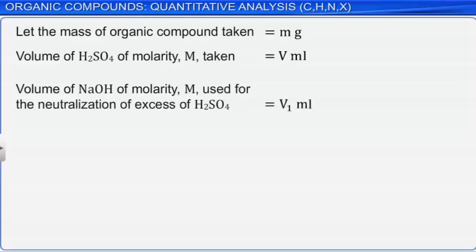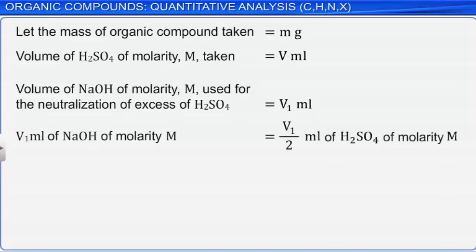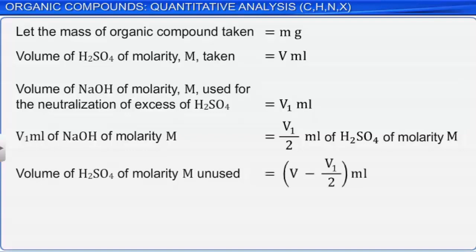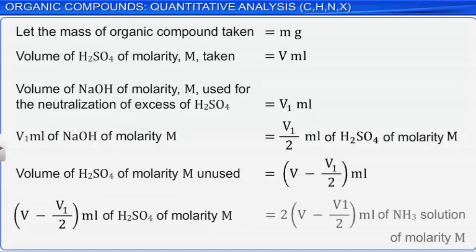As per the stoichiometric equation, V1 ml of sodium hydroxide of molarity M is equal to V1 by 2 ml of sulfuric acid of molarity M. The volume of the unreacted sulfuric acid of molarity M is equal to V minus V1 by 2 ml. V minus V1 by 2 ml of sulfuric acid of molarity M is equal to 2 multiplied by V minus V1 by 2 ml of ammonia solution of molarity M. From the equation, we get that this is equal to twice the volume of the ammonia solution of molarity M.